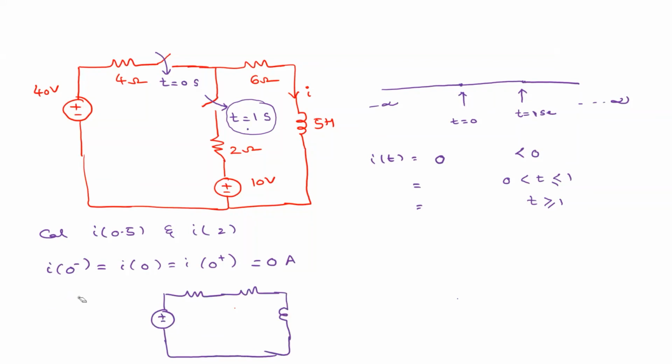This is the condition, right? So 0 less than t less than or equal to 1, so both are equal, so there is no big difference here, right? And what is the circuit? So this is 40 volts here, so this is 4 ohm, and this is 6 ohm, and this is 5 Henry. Okay, so what is the response for this circuit?